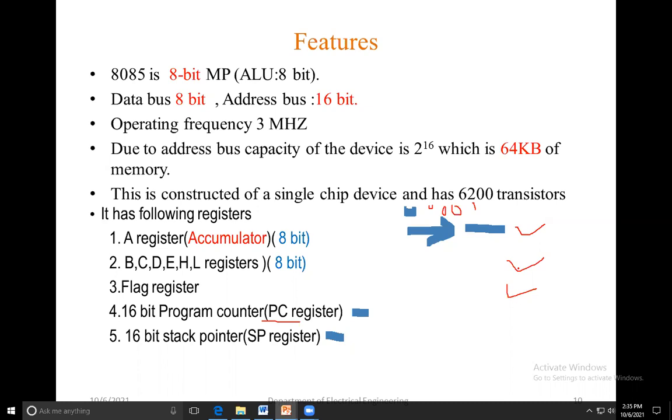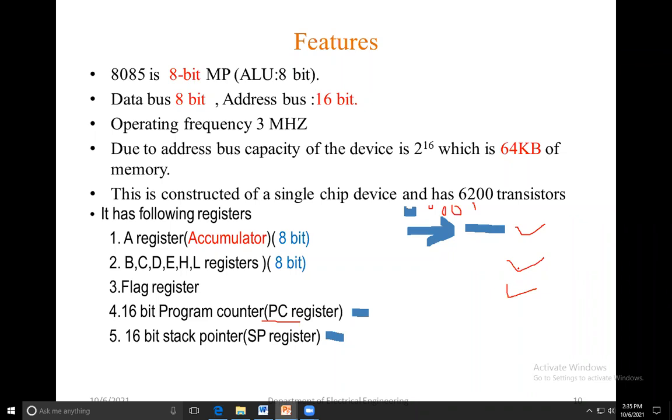How would the microprocessor fetch the next instruction? For that purpose, we have designed the program counter. Our brain fetches the next instruction directly. How, we don't know, but it does. But we are designing the processor, so the processor must know how to fetch the next instruction. For that purpose, you have to store the location of the program in your program counter, and step by step the execution will be done.